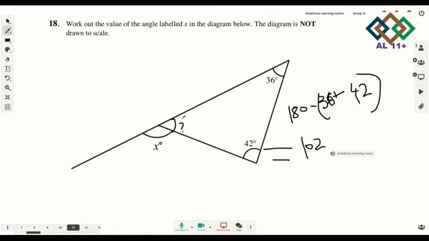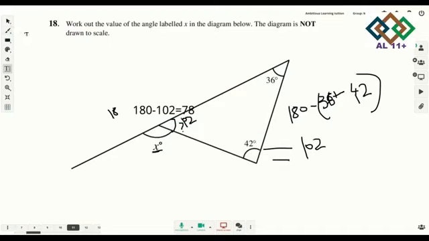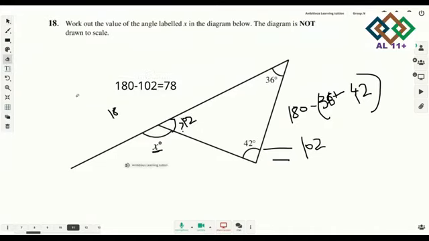So I know this one is 102. And to find the x, I need to do 180 minus 102. Let me use this. To find that, I just need to do 180 minus 102. That gives me 78. So I know this angle x is 78.